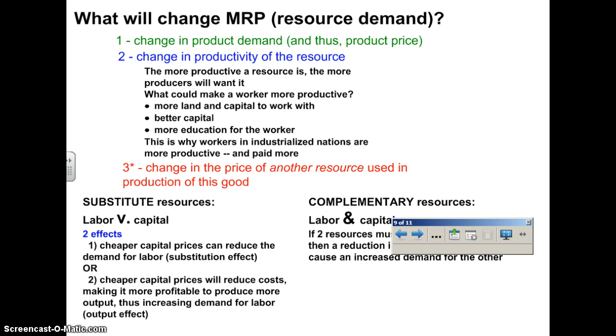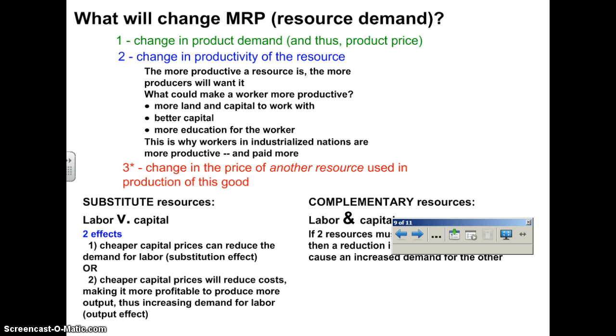Number one is a change in product demand. If, let's say, there's an increase in demand for yo-yos, that would cause the price of yo-yos to go up, which would change the total revenue at each level of production and would increase the MRP. So if there's more demand for yo-yos, there would actually be more demand for yo-yo workers.